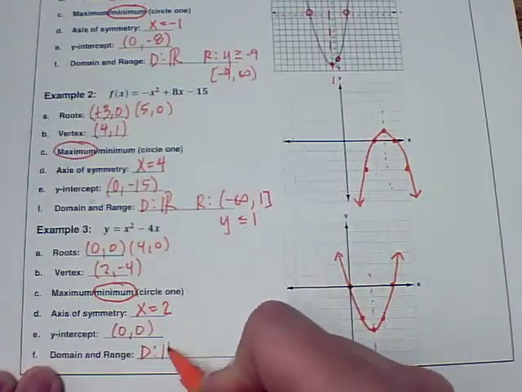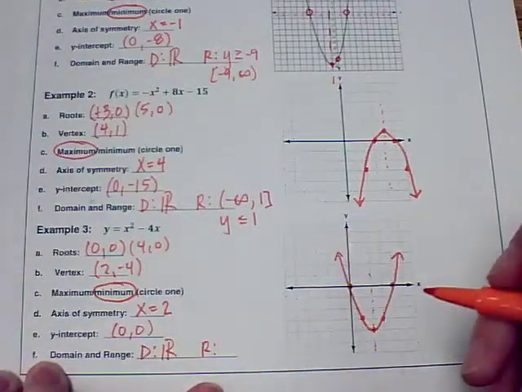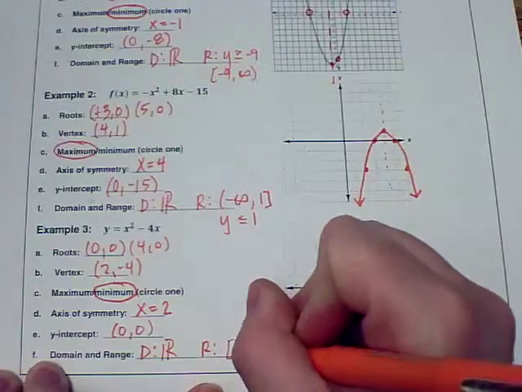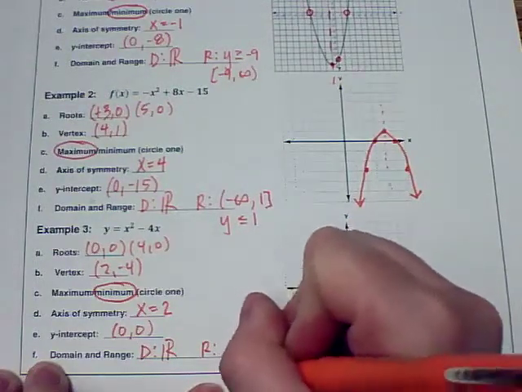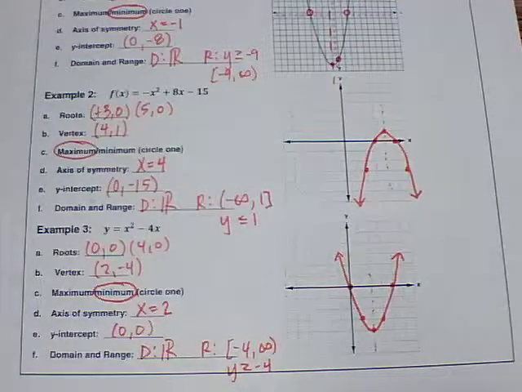Your domain was all real numbers. Your range is either from -4 to infinity, or y is greater than or equal to -4. So hopefully you got all of those correct.